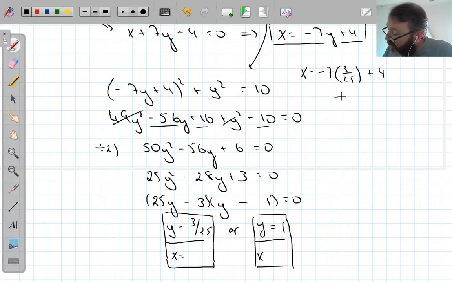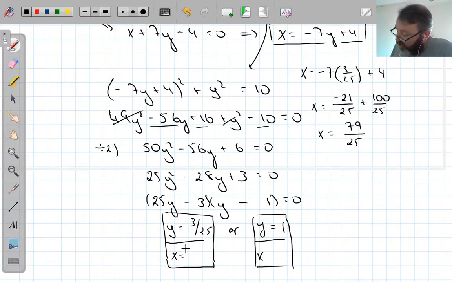Okay, so minus 7 times 3 over 25. So that becomes minus 21 over 25. Now you think about this for a moment, because I'm going to deal with 25ths. Minus 7 times 3 is minus 21 over 25. And then 4 is exactly the same as 100 over 25, which will give me the value of x as 100 minus 21, which is 79. So it's going to be 79 over 25. And that's what goes in there. So that's the first point.